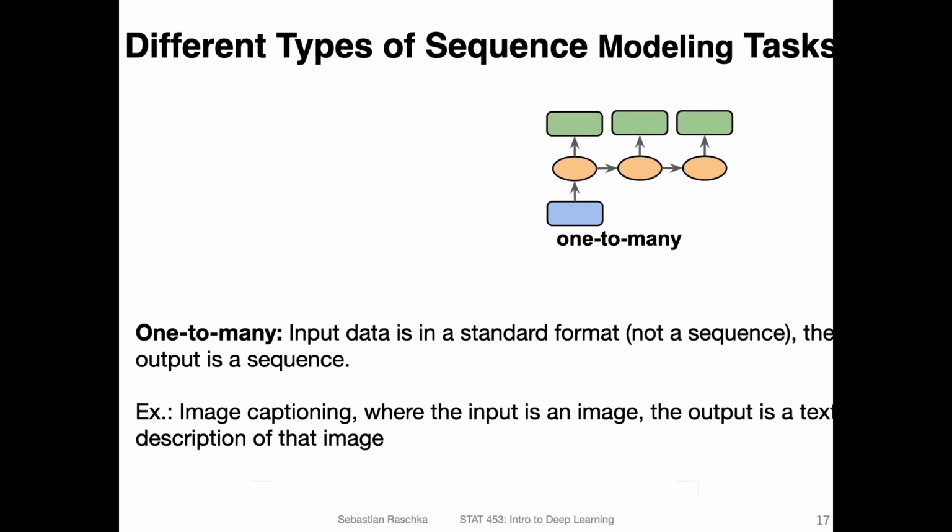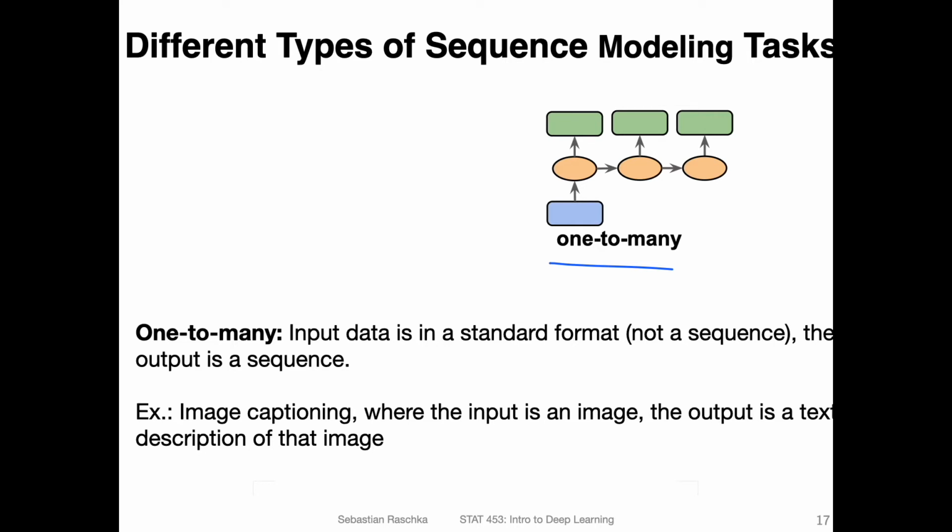Another one would be one-to-many. So this is another type of sequence modeling task, and this is a little bit more beyond just standard RNNs. It's more like something that you could use together with CNNs. So it's also, of course, possible to combine both networks.